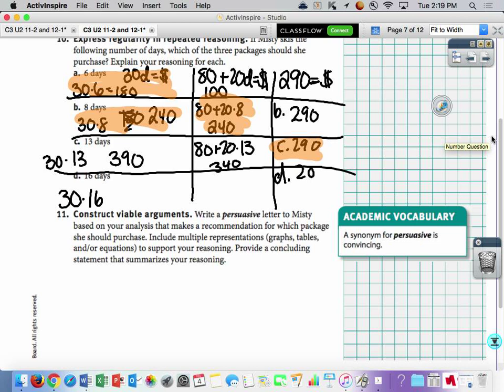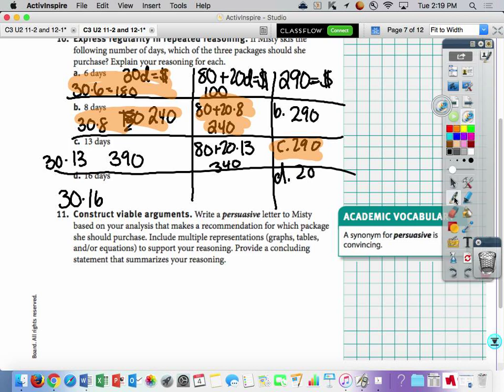Write a persuasive letter. We are not going to do that. So you are done with that part of the lesson.